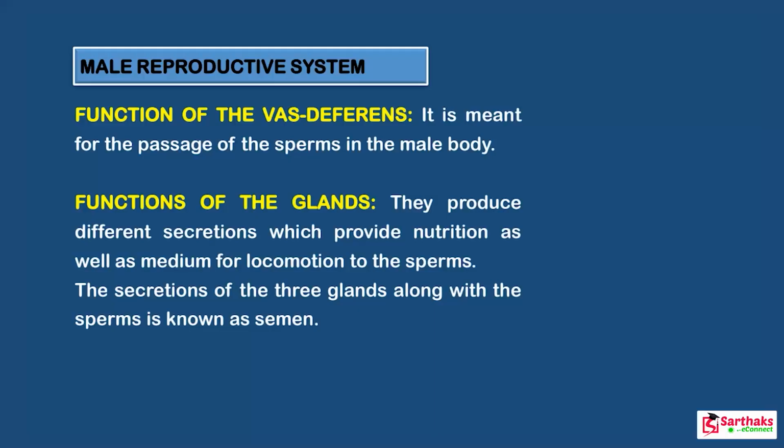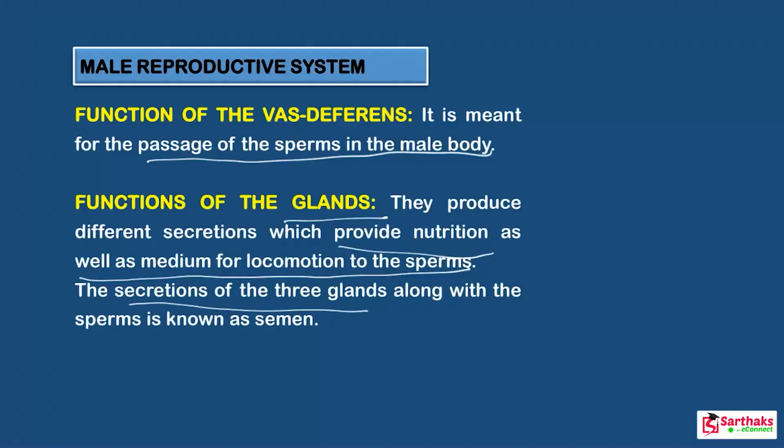So here the functions of the vas deferens and glands are given. The function of the vas deferens is just to provide the passage for the sperm in the male body. This is the only function. The function of the glands is to provide nutrition, as well as the medium for the locomotion of the sperm. The secretion of the 3 glands along with the sperm is known as the semen, as I told you.